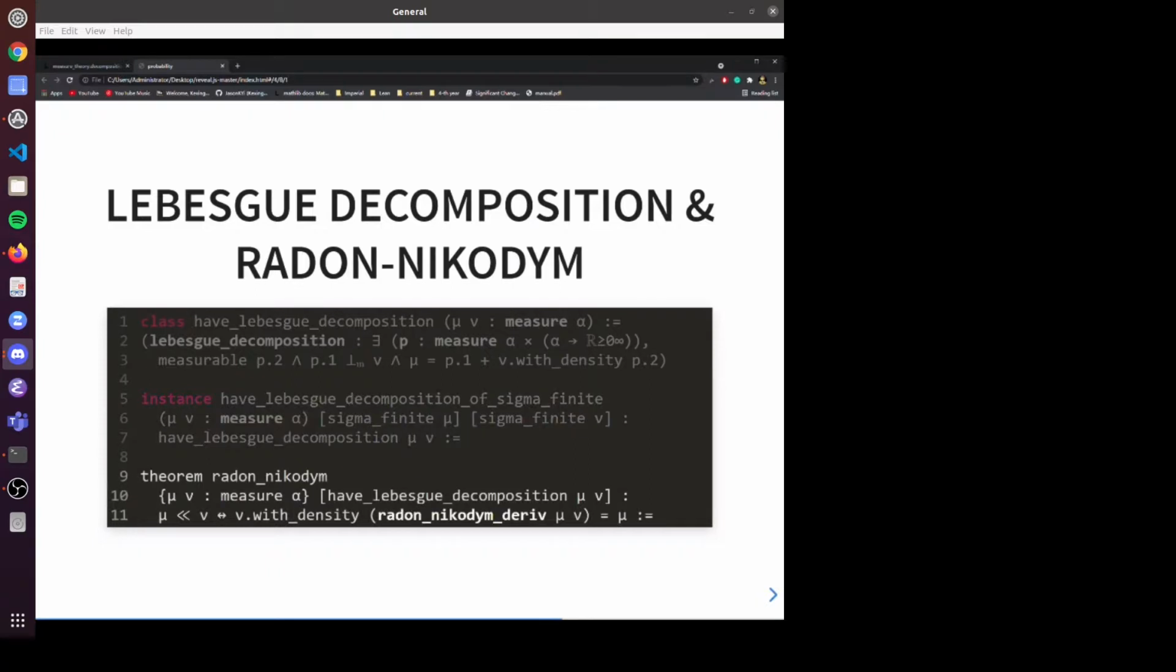And the Lebesgue decomposition is somehow a more general version of Radon-Nikodym, which gives us that a pair of measures is absolutely continuous if and only if there exists a Radon-Nikodym derivative. So this is just Lean-speak for what I've written in the previous slides, where there exists a function f. In particular, we have f written as a Radon-Nikodym derivative here.